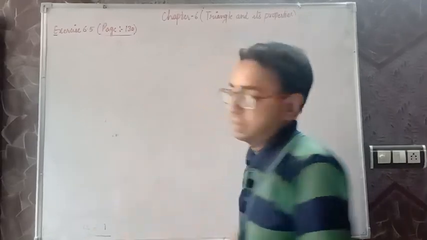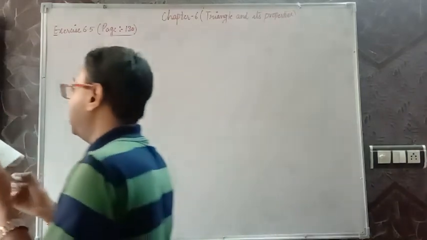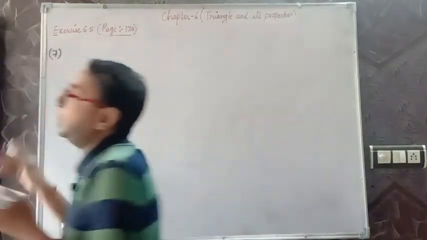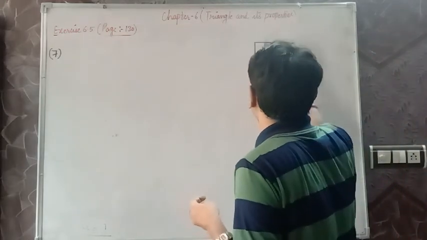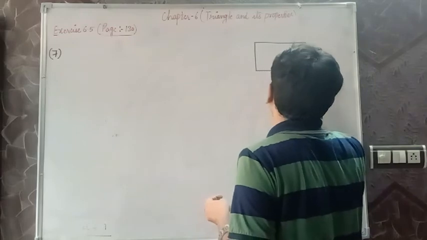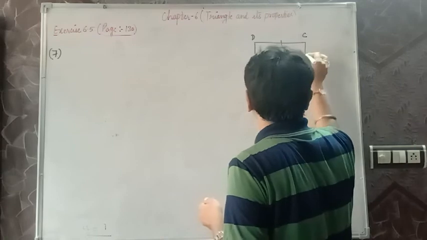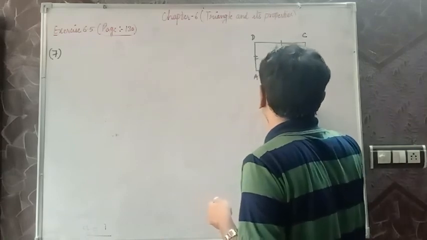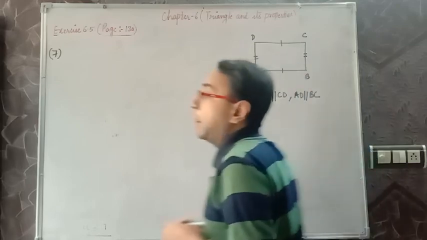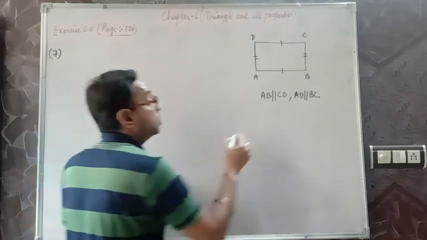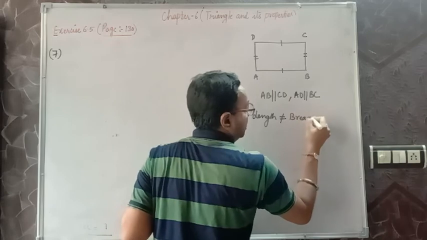Question number 7. Nice question. Find the perimeter of a rectangle whose length is 40 cm and diagonal is 41 cm. What do you mean by rectangle? A four-sided figure. A parallelogram whose length and breadth are different. A four-sided figure whose opposite sides are parallel, meaning AB is parallel to CD and AD is parallel to BC, but a type of parallelogram whose length is not equal to breadth.